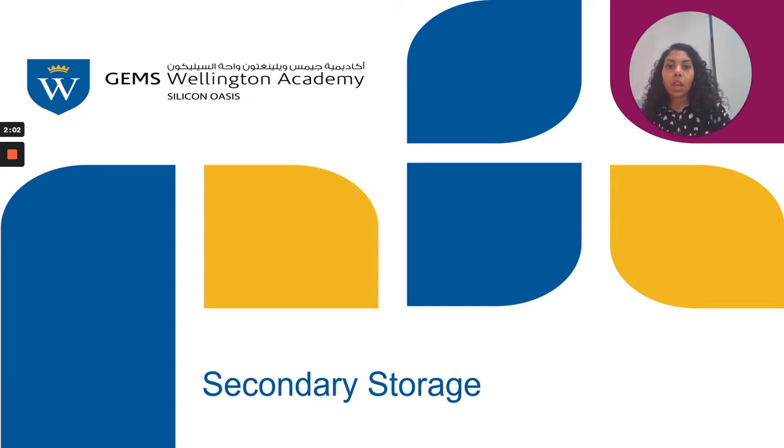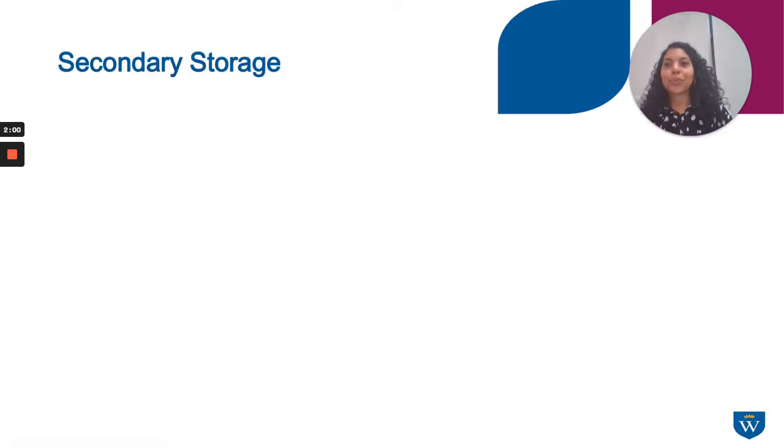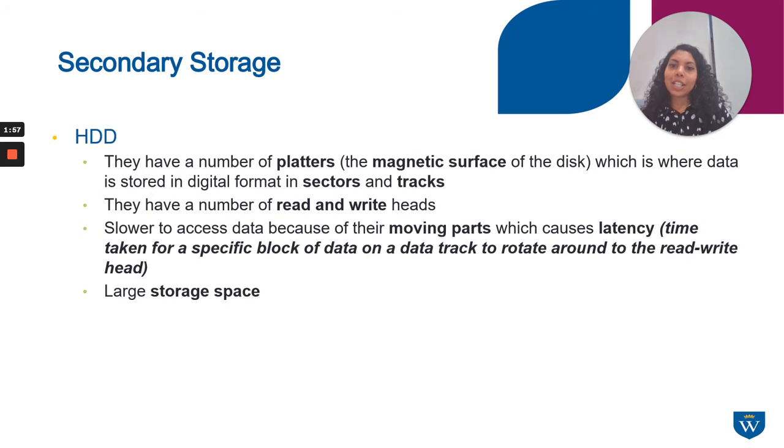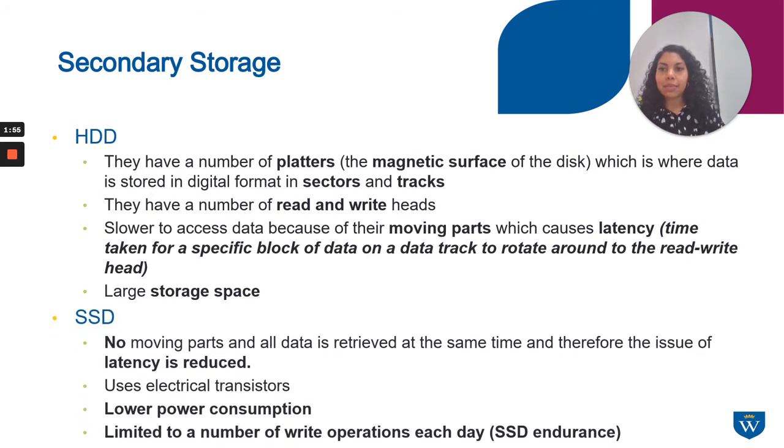Secondary storage. So secondary storage, we're looking at HDD and we're looking at SSD. Again, the things that are here on the screen are what you need to know. Pay particular attention to the details that are in bold. In terms of HDD, they have a number of platters, so the magnetic surface. We discussed this in class today. That's where the data is stored in a digital format using things called sectors and tracks. They also have a number of read and write heads. That's how they record data and obviously read data.